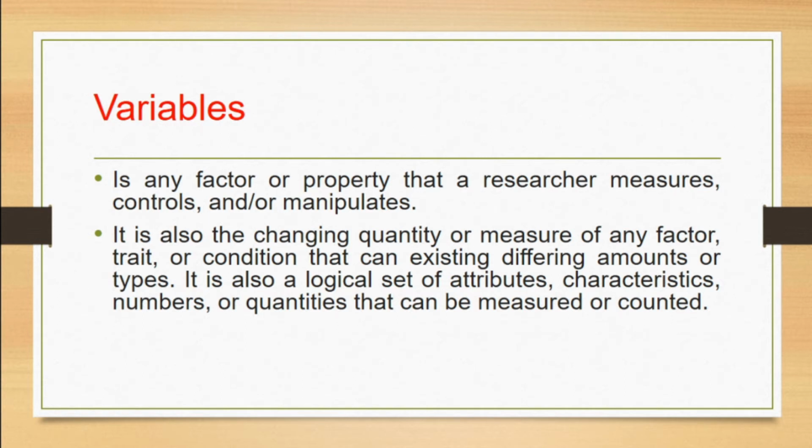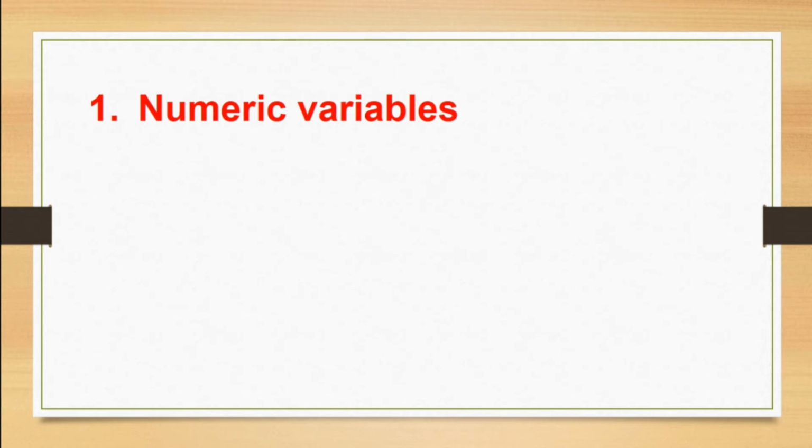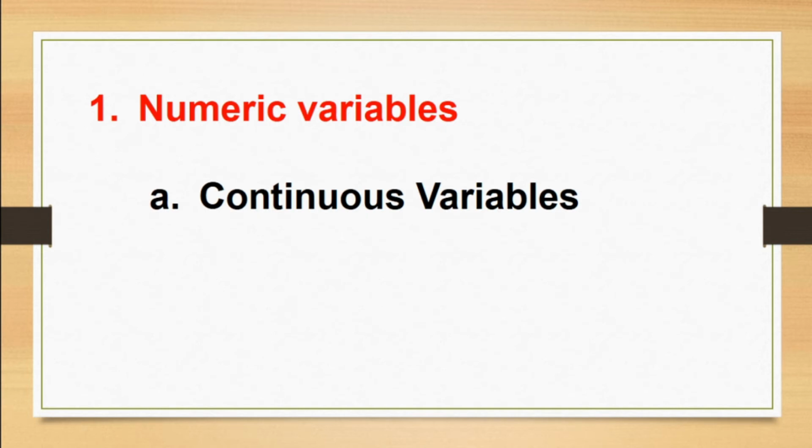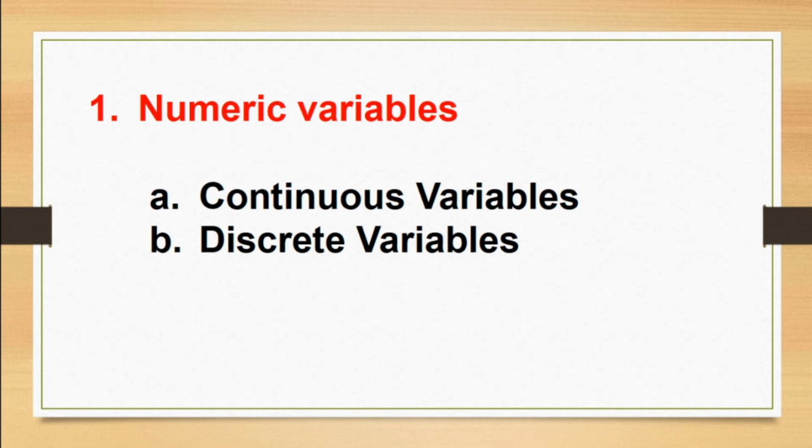That is the classification of variables. It is also called a data item. So, another term for variables, ito yung mga data items, no? And first, we will be talking about the numerical variable. It is one classification of a variable. We have two different types of numeric variables. We have the continuous variables and the discrete variables.